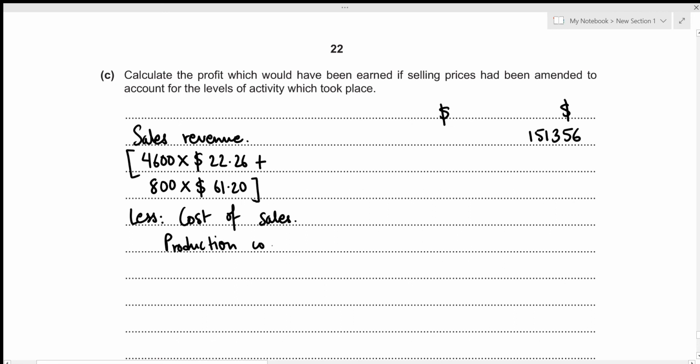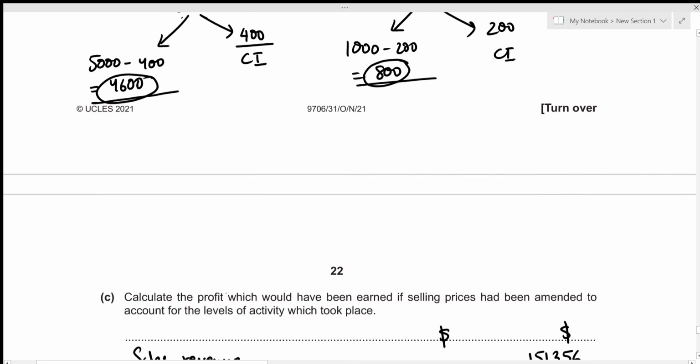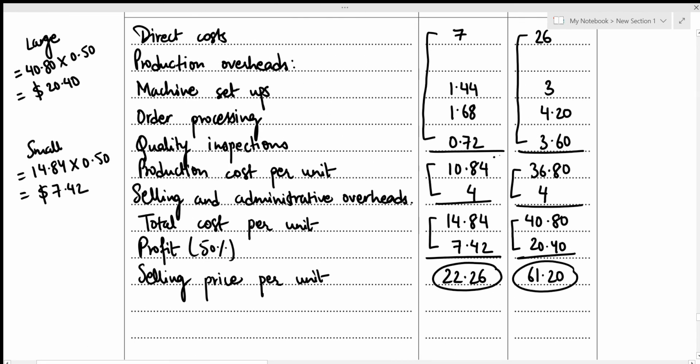And we know that we are manufacturing 5,000 units for small sizes and 1,000 units for large sizes, right? So 5,000 for small, 1,000 for large. So we just need to multiply it with the respective production cost per unit that we figured out in the second part. Let's have a look there. So the production cost per unit for small sizes is 10.84 and the same for large sizes is 36.80. So we just multiply it with the respective total units produced, which is 5,000 and 1,000, which you already recorded. Let's do that.